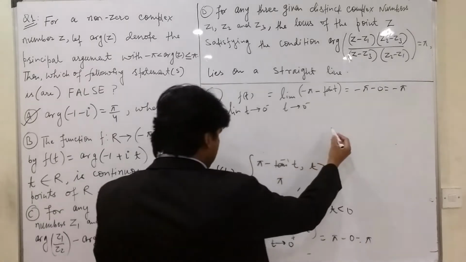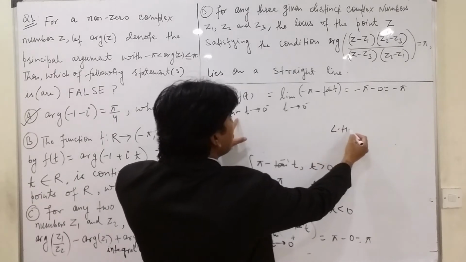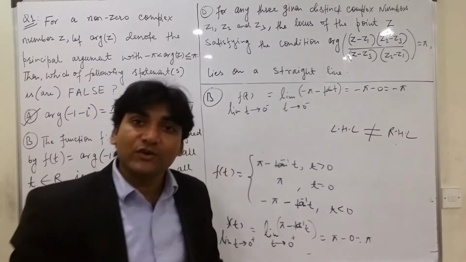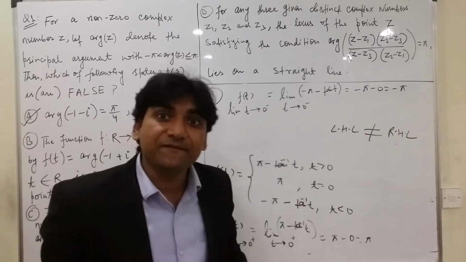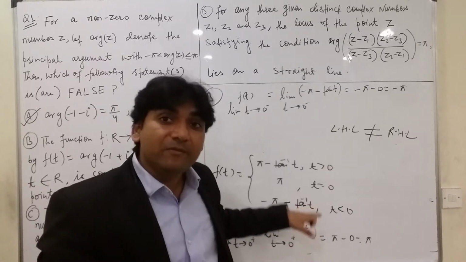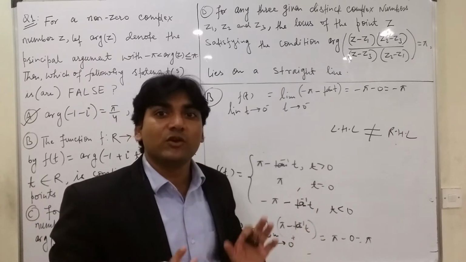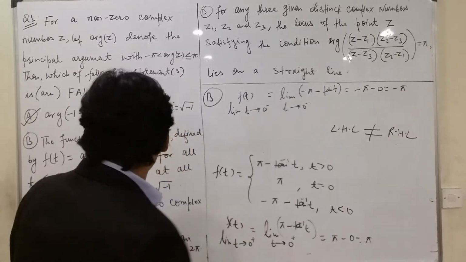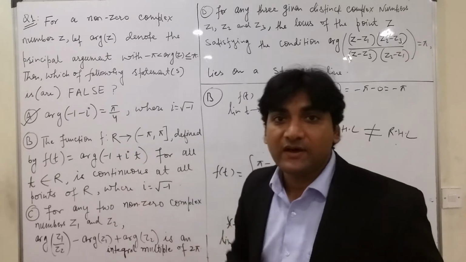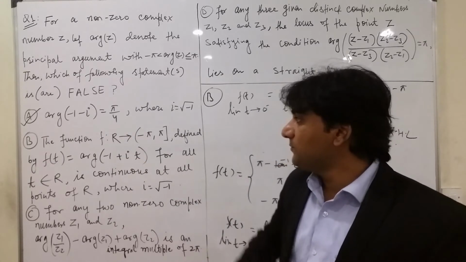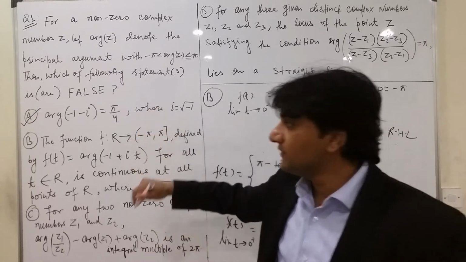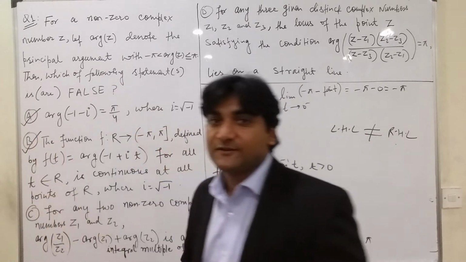So here I understood this is the left hand limit. The left hand limit does not equal the right hand limit. So when the left hand limit does not equal the right hand limit, it means the limit itself won't exist at t equals 0. If the limit won't exist, it means it won't be continuous. So option B was: it is continuous at all points of R. No, it is not continuous. So statement B is false. Since we have to select the false one, we will select option B.